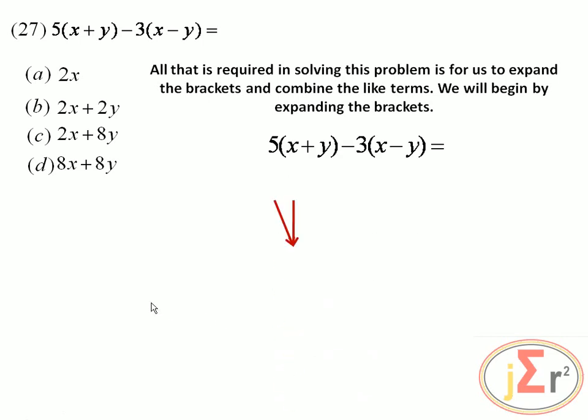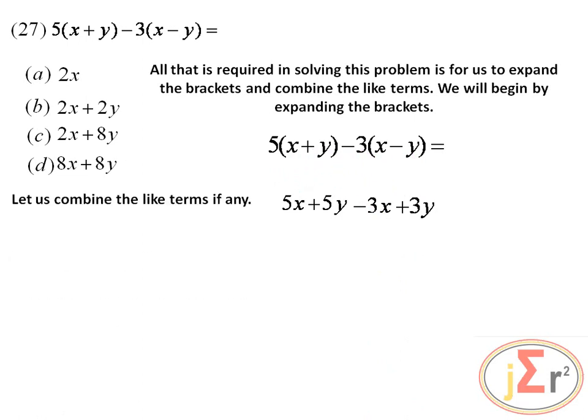So we have 5 times x is 5x. Then we have 5y. Then we have a negative 3 to be multiplied by x. We get a negative 3x. And we have a negative 3 to be multiplied by a negative y. Negative multiplied by negative is positive, and that gives a positive 3y.